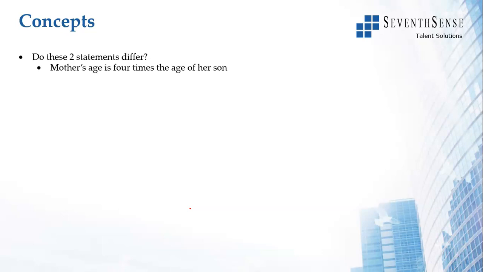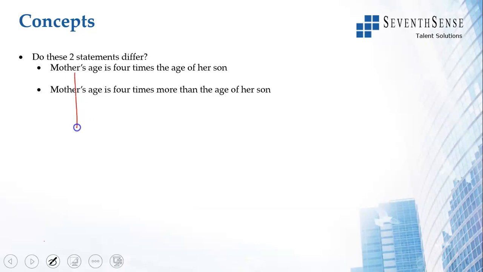If we have these two statements, mother's age is 4 times the age of her son and mother's age is 4 times more than the age of her son, do these statements mean the same or are they different? They are different. Mother's age is 4 times the age of the son means, let us say mother's age is m, son's age is s. Mother's age is 4 times son's age. So if son is 10, mother is 4 times 10, mother will be 40.